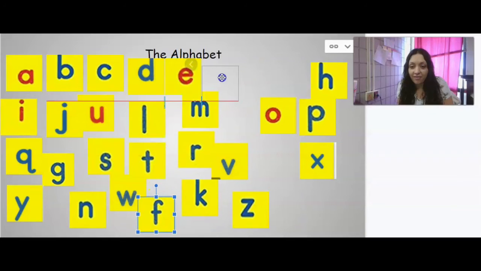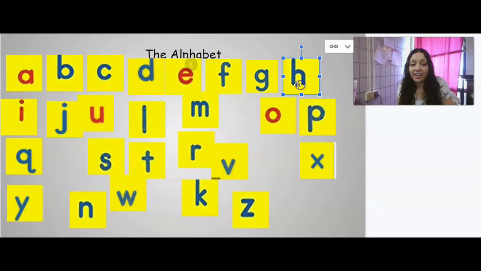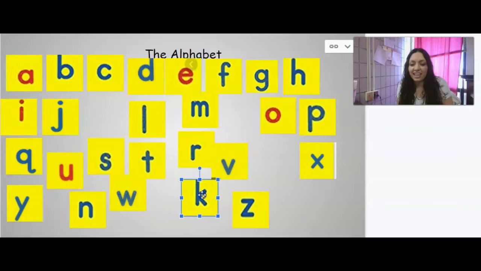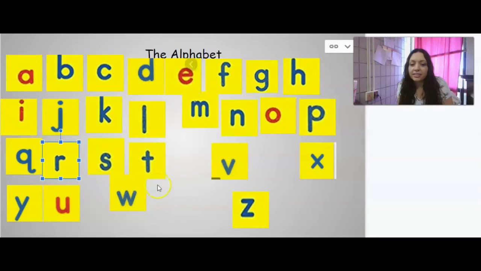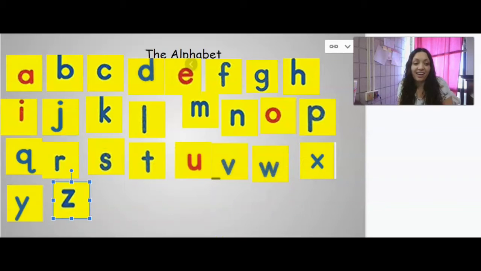Then F. Then G, good job. Then H, I, J, what comes next? K, very good. L, M, N, we need to move N up there. N, O, P, Q, uh-oh, what goes right here? R. S, T, I need U, V, W, X, Y, Z. Awesome job.